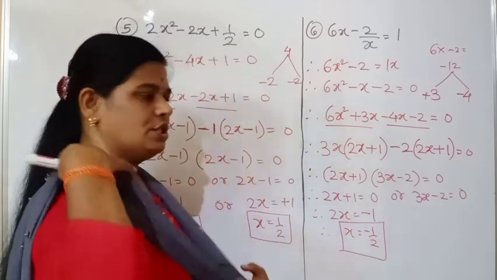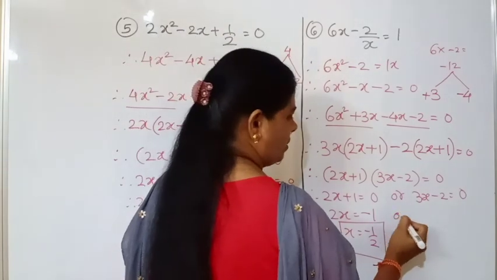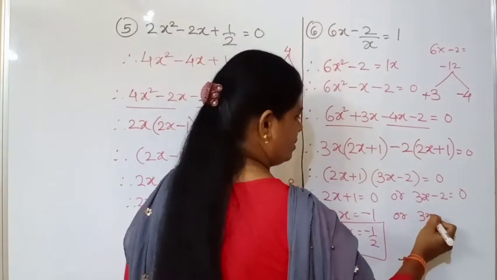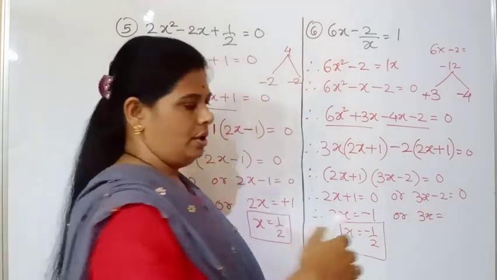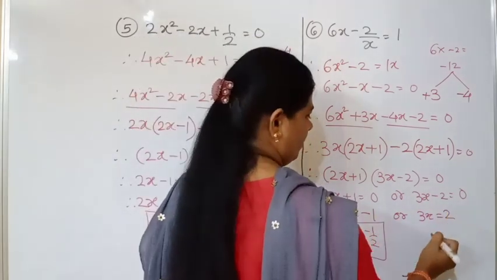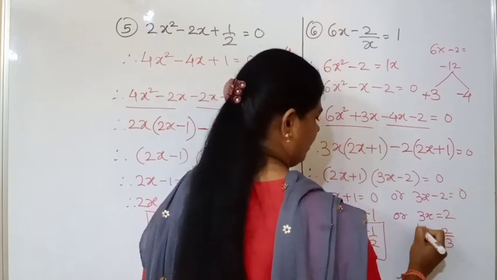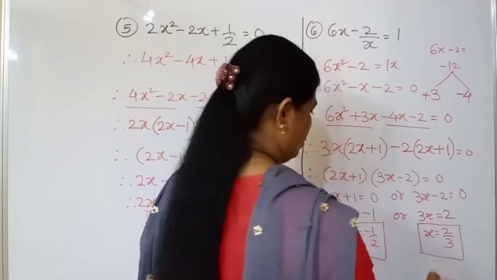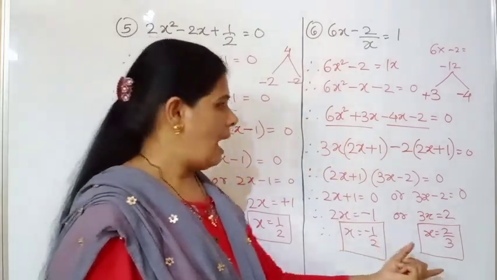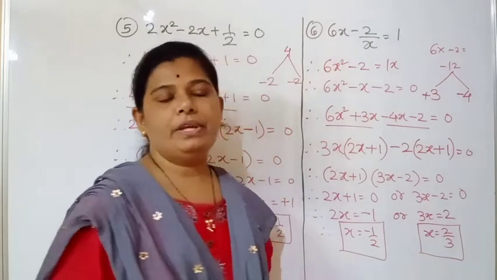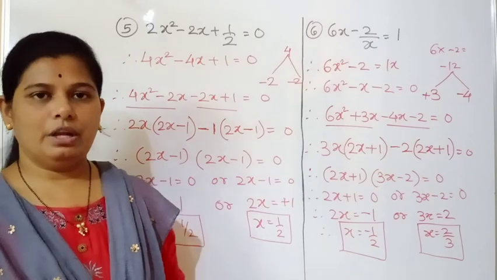Okay, so this first factor we have got, that is x equal to minus 1 upon 2. Now towards the other side we will go, that is 3x equal to, minus 2 will go towards 0, it will become plus 2, and x equal to 2 upon 3. Okay, so now what we have got here, that minus 1 upon 2 and 2 upon 3, these are the factors of the given quadratic equation.